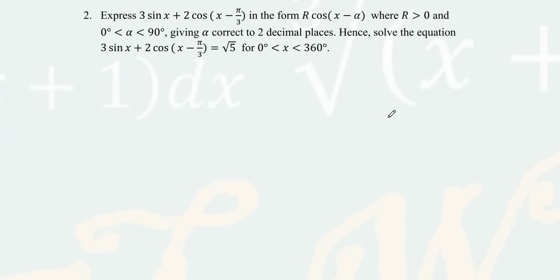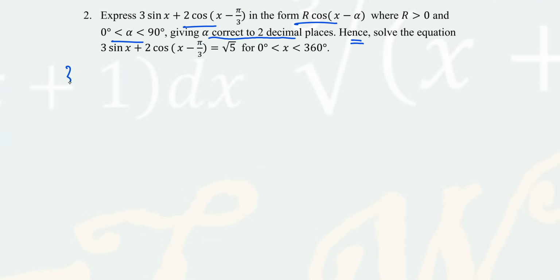Now for question number 2, express 3 sine x plus 2 cos x minus pi over 3 in the form r cos x minus alpha. Okay, this is the first form. Where r is greater than 0 and alpha is between 0 and 90 degrees, giving alpha correct to 2 decimal places. Hence solve the equation for x from 0 to 360 degrees.